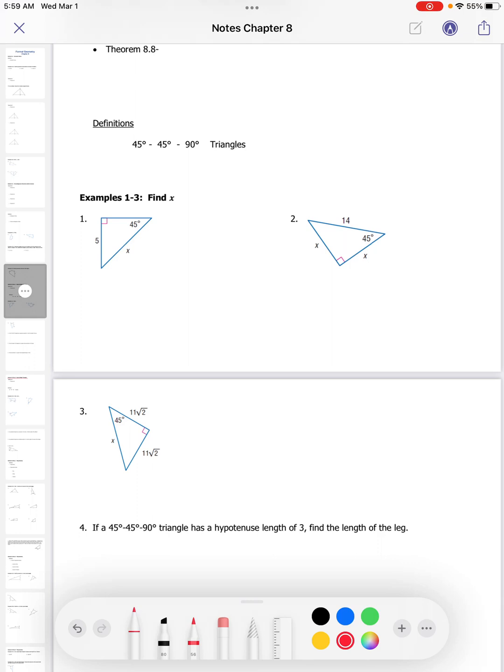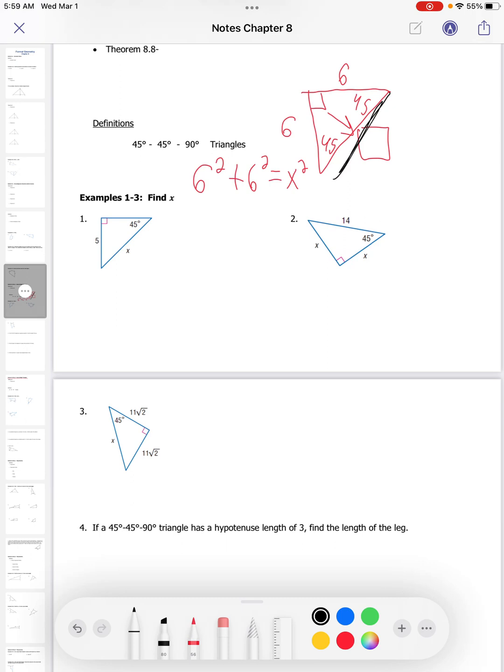All right, so we have a triangle. If we have 45, 45, there we go. The idea is if I had two sides that were 6, how would I find out what this side was? Well, usually we would do 6 squared plus 6 squared, and then we would find c squared, which is always across from the hypotenuse, okay? So then I'd have 36 and 36 equals x squared, which would be 72.